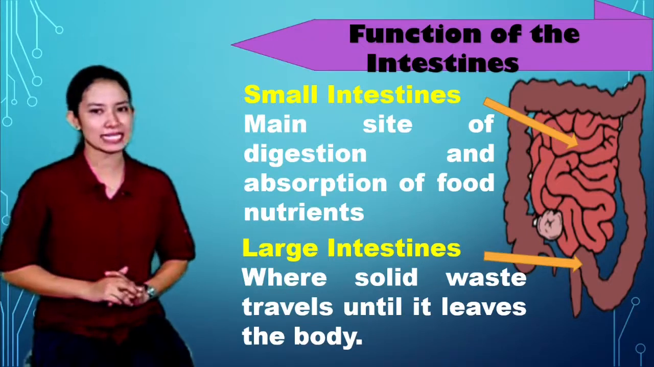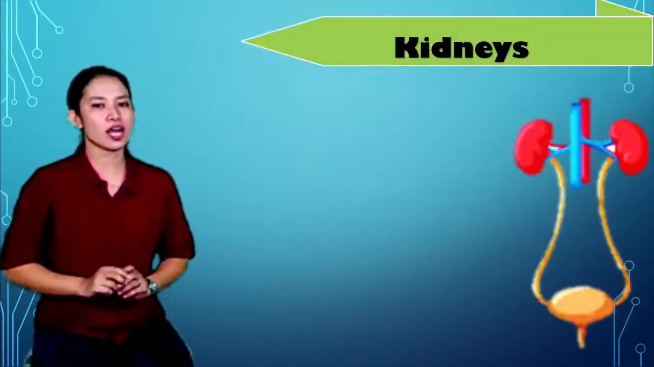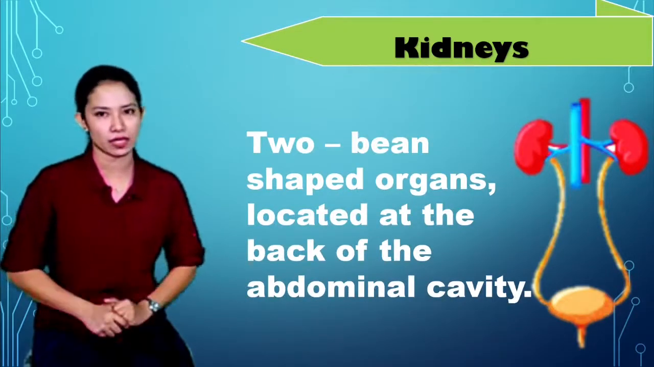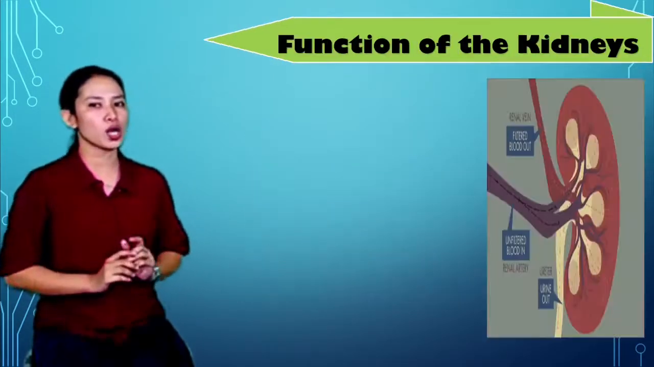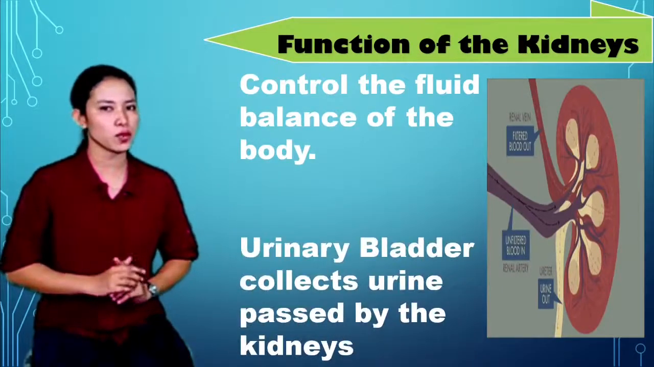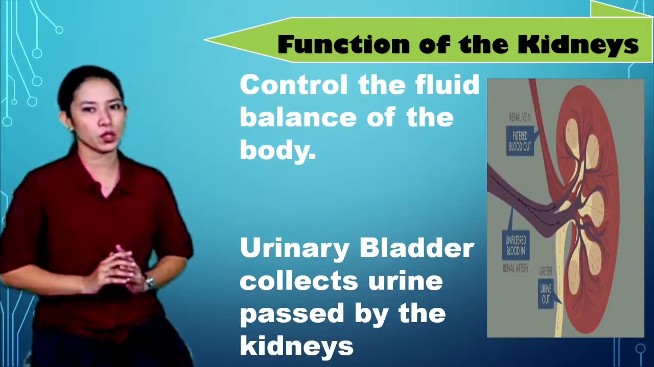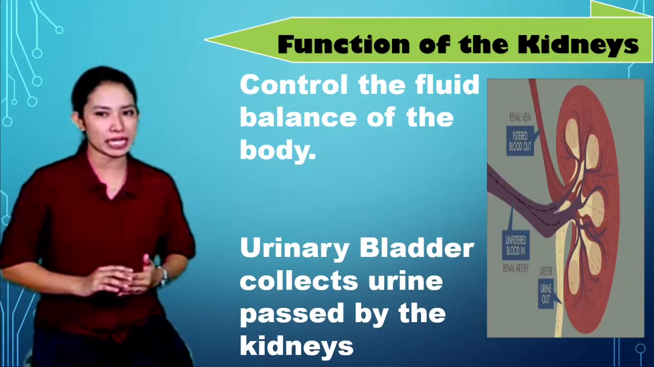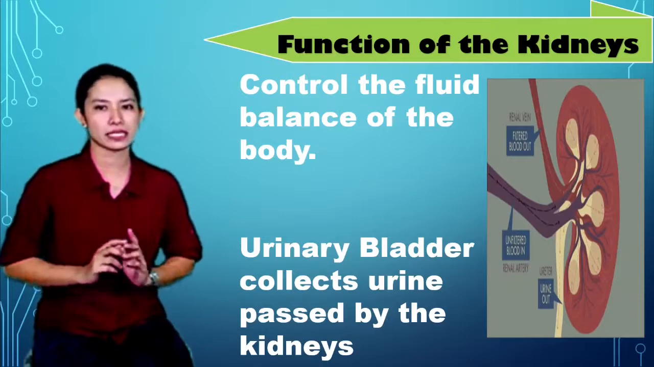And the last one is the kidneys. These are two bean-shaped organs located at the back of the abdominal cavity. They control the fluid balance of the body by filtering waste products and excess fluid in the form of urine. The urinary bladder collects urine made by the kidneys before excreting it when you urinate.